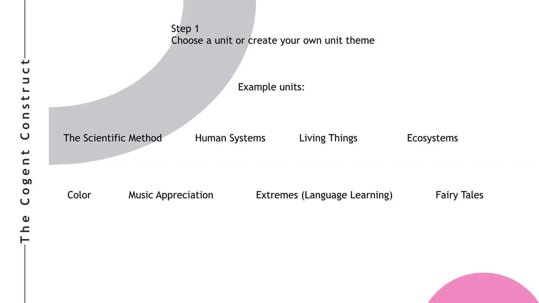Of course, you can go through a unit more quickly if you're just reading through it and filling in gaps. However, I want to show you how to make units come to life and have more meaning for your kids, which in turn creates better learning. So step one is to take any unit from your school textbook or from your course syllabus. Here are some typical examples: the scientific method, living things, ecosystems, music appreciation, or even language learning units like extremes.